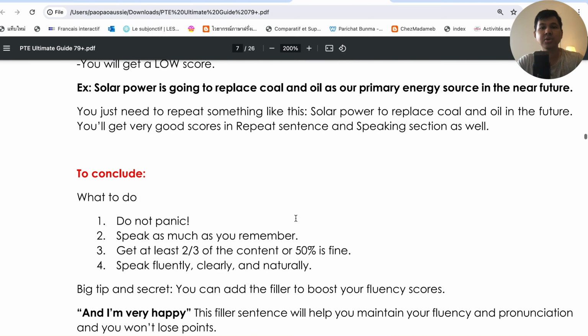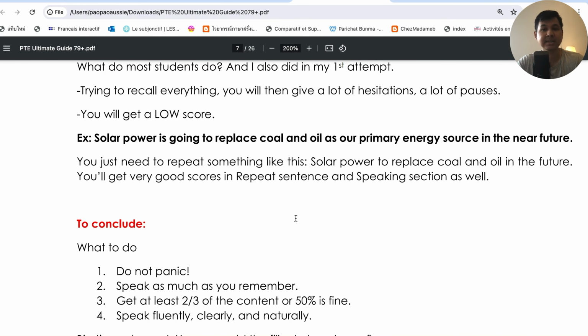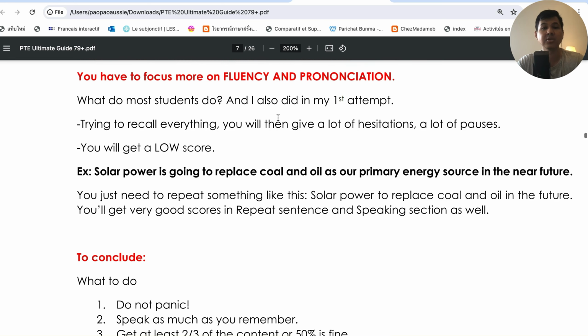And now I'm going to show you a demo of how I performed during my exam, and then you can apply the same techniques, the same method that I did, because I already tried it in my real exam. Last time, on my 5th attempt on the 30th of December last year, I got 90 points. I repeated only 50 or 60% of the content in each repeat sentence question, and I still managed to get 90 out of 90 in speaking. So you can do it too. You can follow my techniques as well.